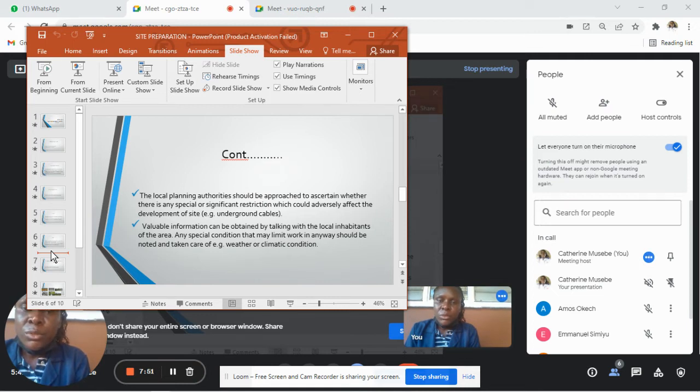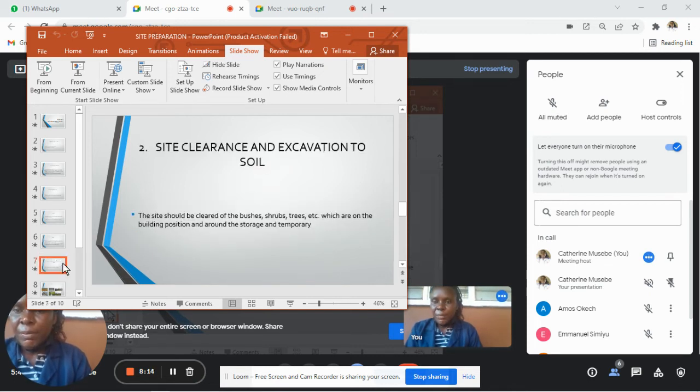Also, you need to ask the local inhabitants about the area. At which season do we normally have rain? So that maybe you start your construction during the season that there is no rain, or maybe we have drought and you do not get water. So you have to ask the local inhabitants to tell you about the climatic changes and the climate weather conditions. Next, we want to look at site clearance and excavation to soil.